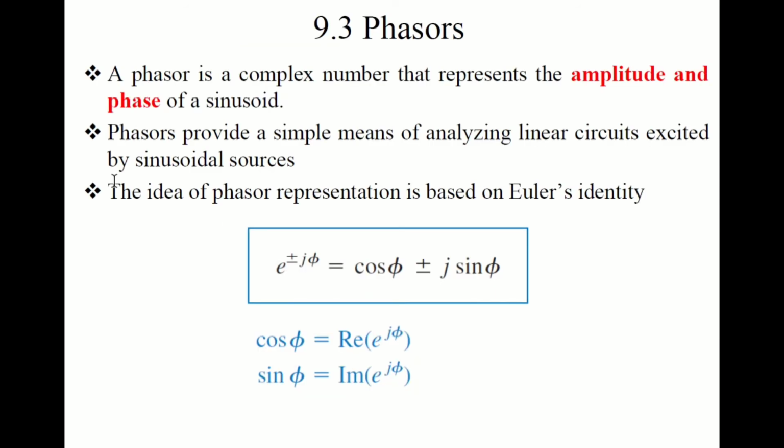So a phasor is a complex number that represents the amplitude and phase of a sinusoid. So it gives only amplitude and phase. And a phasor provides a simple means of analyzing linear circuit excited by sinusoid source. So to analyze a linear circuit, it is better to use phasor. The idea of phasor representation is based on Euler's identity.